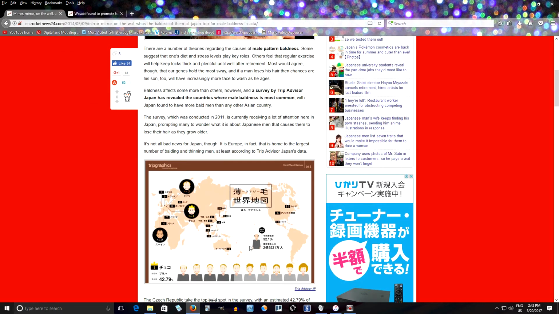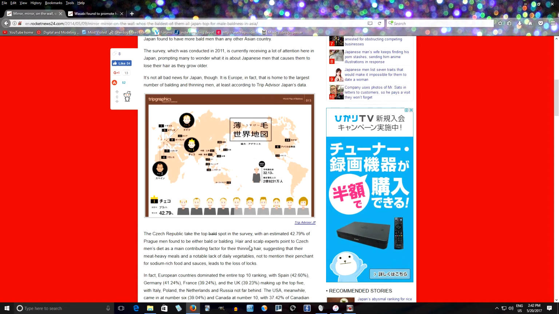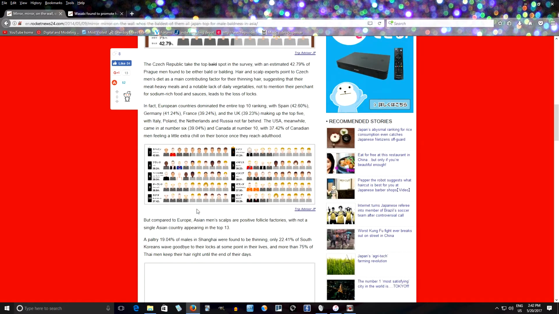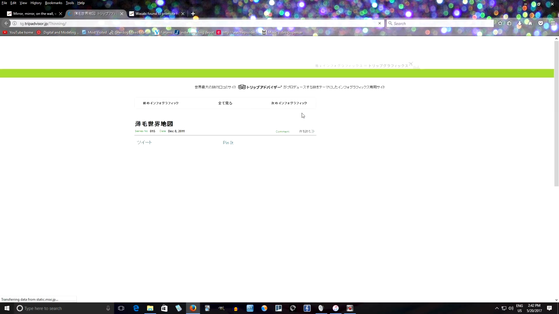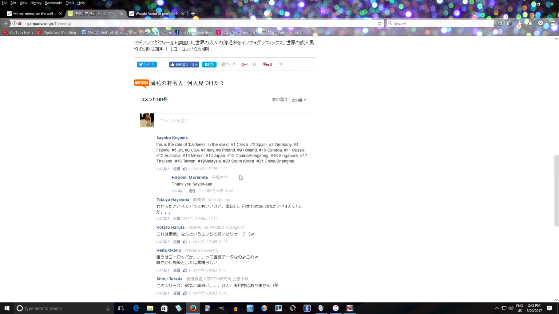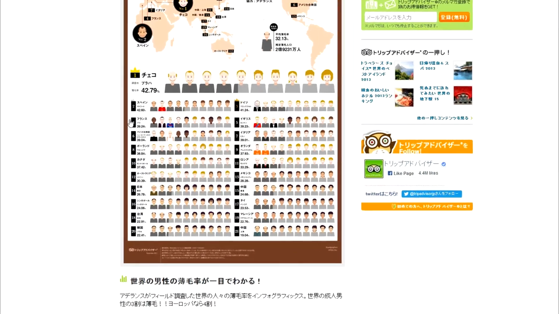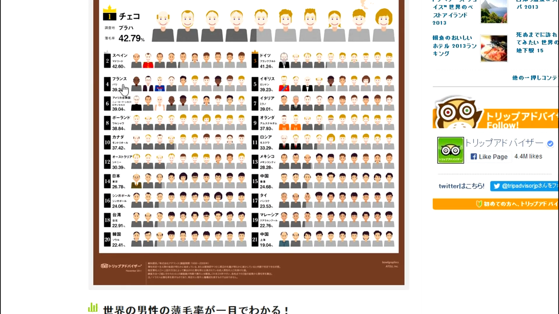I think they have a little infographic here, but it talks about places with the most baldness, I guess. I guess number one is the Czech Republic. Who would have guessed? I didn't know that. Can I make this bigger so you can actually see this? Yeah, it's still a little bit small. Show me something bigger. Yeah, it goes number one, Czech Republic. Number two, Spain. Number three, Germany. Number four, France, number five, England, number six.